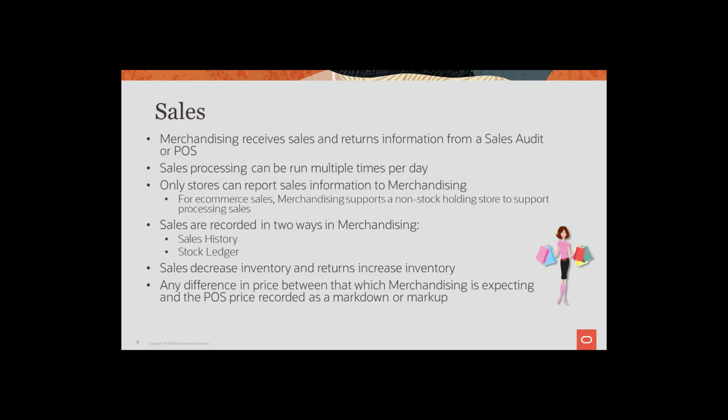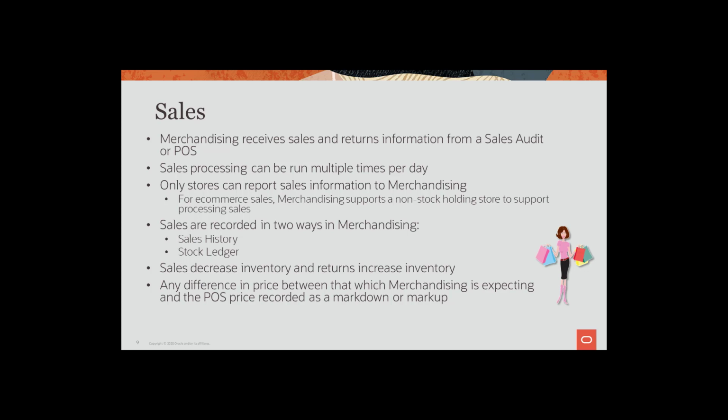For customer order processing, where the store is a non-physical location, it is assumed that a non-stock holding store will be created through which sales are processed. Sales are recorded in merchandising in two ways. The first is sales history, where sales data is held at the SKU, store week level and by sales type, regular, clearance, or promotional. Sales history holds only gross sales, so returns are not recorded.